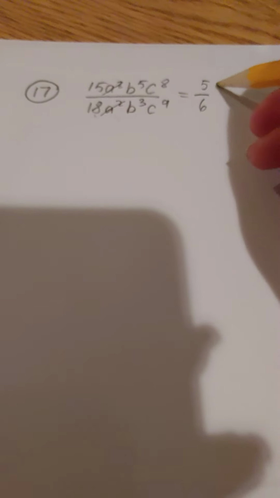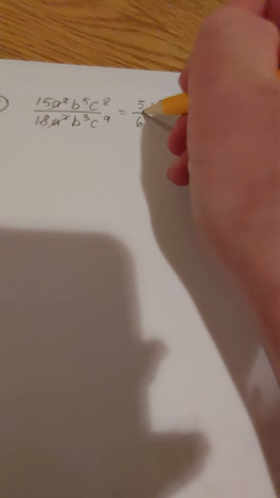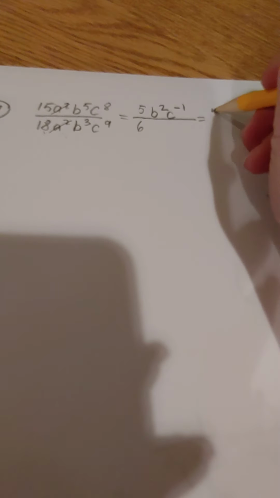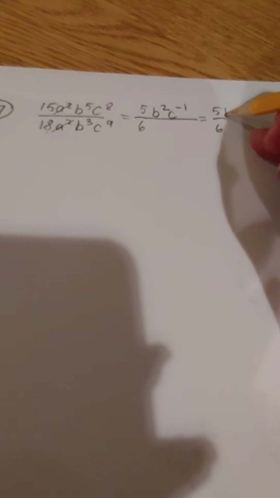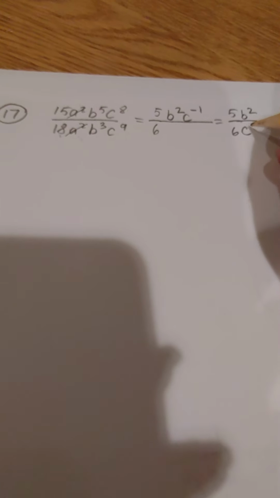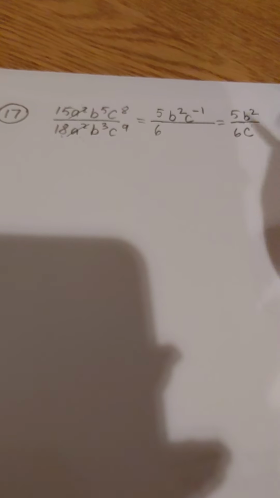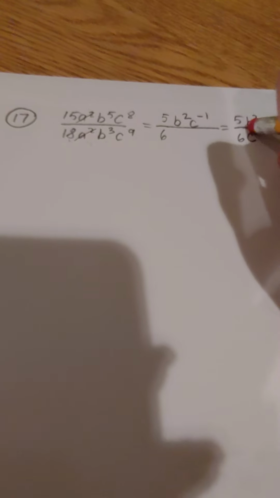B to the fifth power over b to the third power is b to the second power. C to the eighth over c to the ninth: 8 minus 9 is c to the negative first power. We clearly see that c is not happy. So everything stays the same other than c. C goes down with positive 1 power. We don't put 1 because it's not needed. We know that it's 1. Number 19.